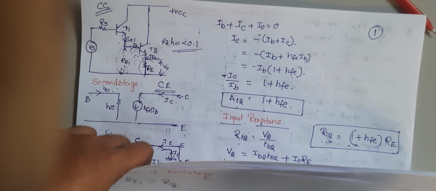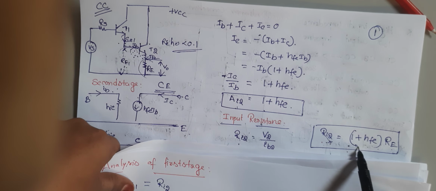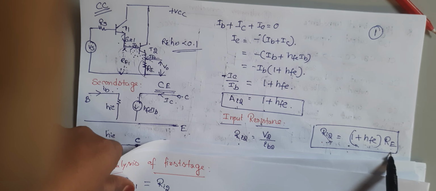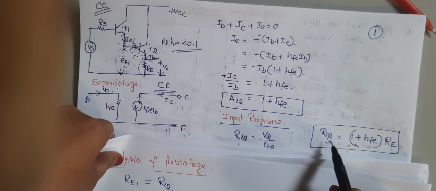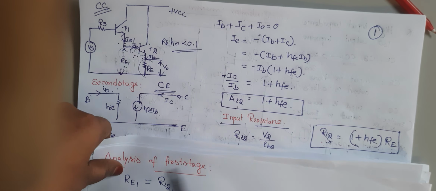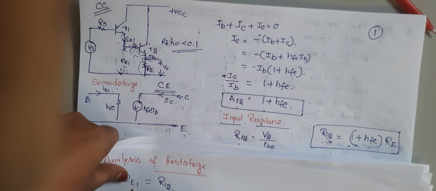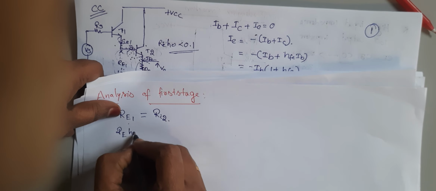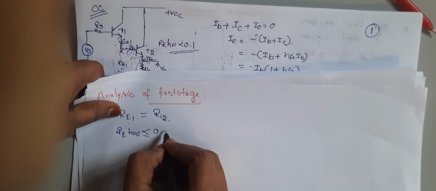We already know the value of RI2, that is 1 plus HFE RE. So here RI2 is very high. It means that RE1 is very high. It does not meet the requirement RE into HOE less than or equal to 0.1. So that's why we go for the exact model of the H parameter model.